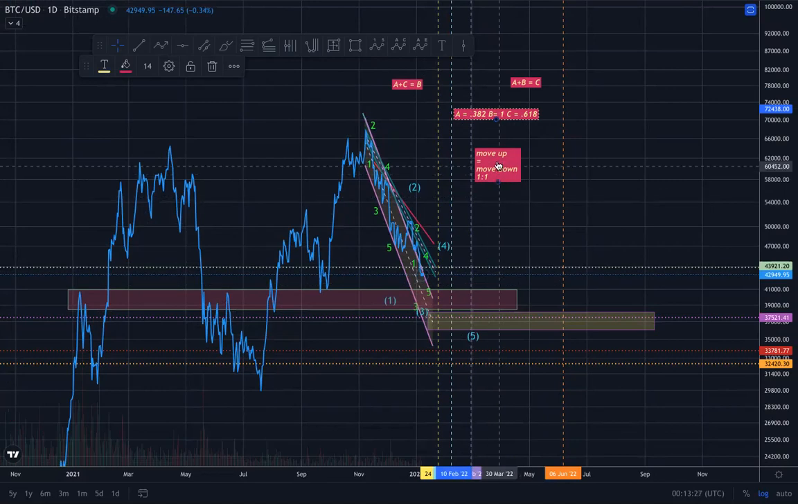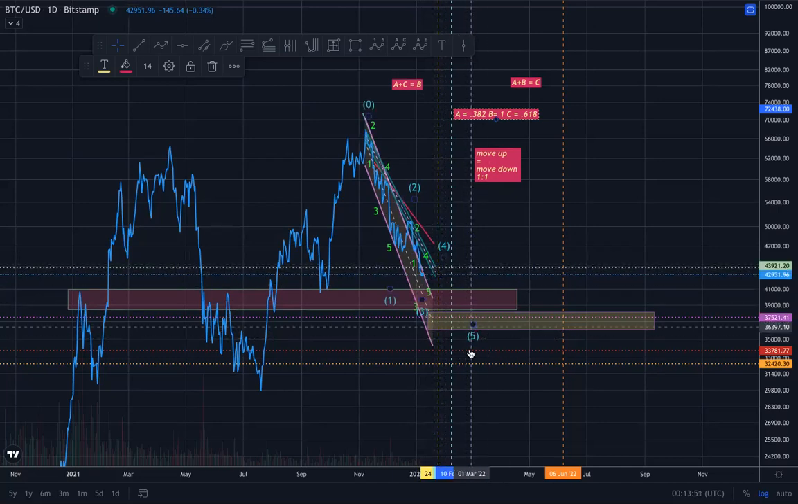Okay, or even this one, where the move up from March 2020 lows all the way to April 2021 highs equals the move down, or the corrective move 4. Even then that could work here, where the wave 3 ends here, because now we're going to look at time. So wave 3 ends here, we go back up, and wave 5 comes down here.